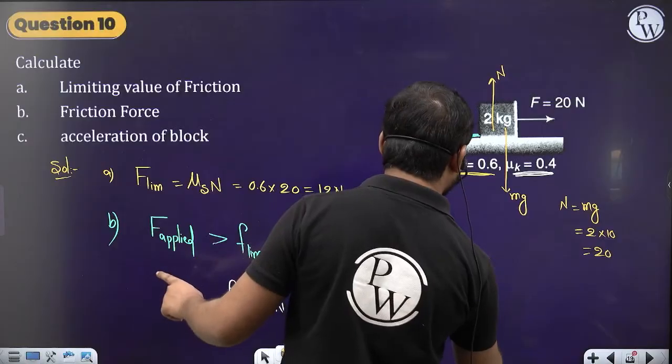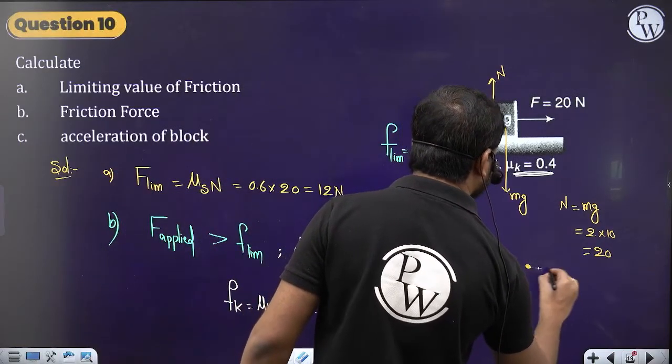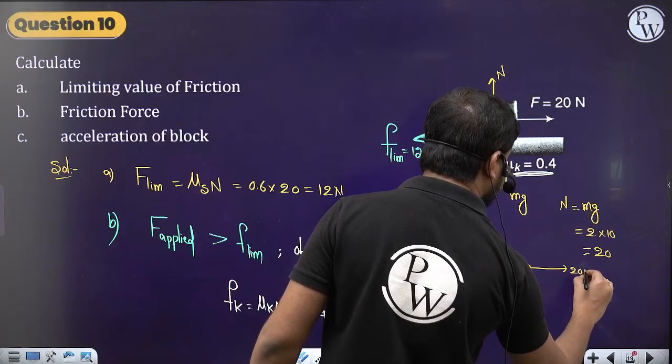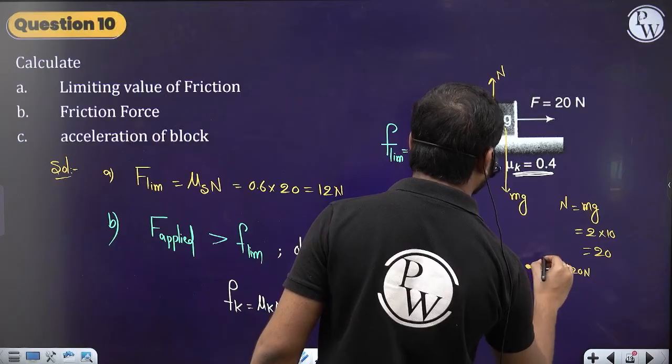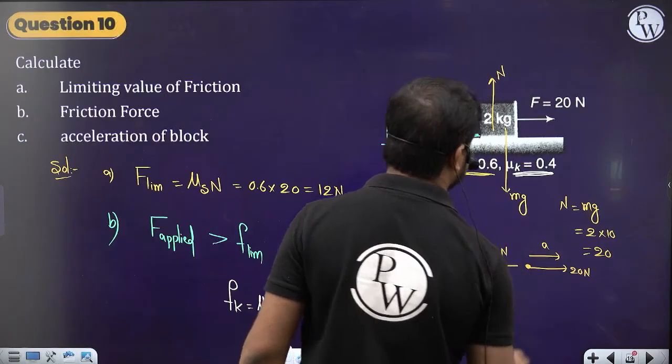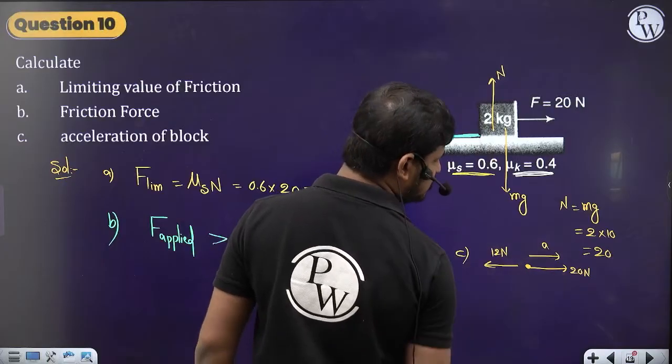So now come to the question C. What is the acceleration of the block? Draw the free body diagram. So 20 newtons force is on the right side and then 12 newtons force is on the left side and then the acceleration is on the right side. Yes or no? More force is on the right side, that's why acceleration is on the right side.